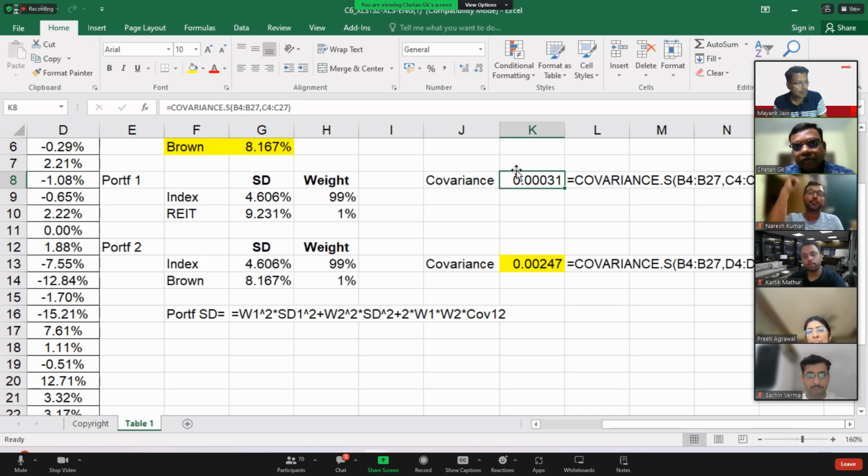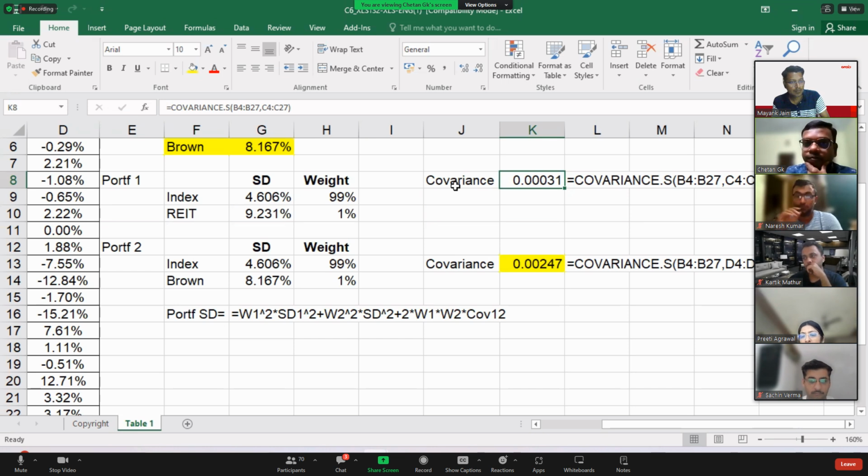Okay, and if it has got a negative covariance, it means if the index is going up, REAT is actually going to go down. Something like that. The higher the covariance, the higher the positive relation. Correct. It's sort of a correlation.